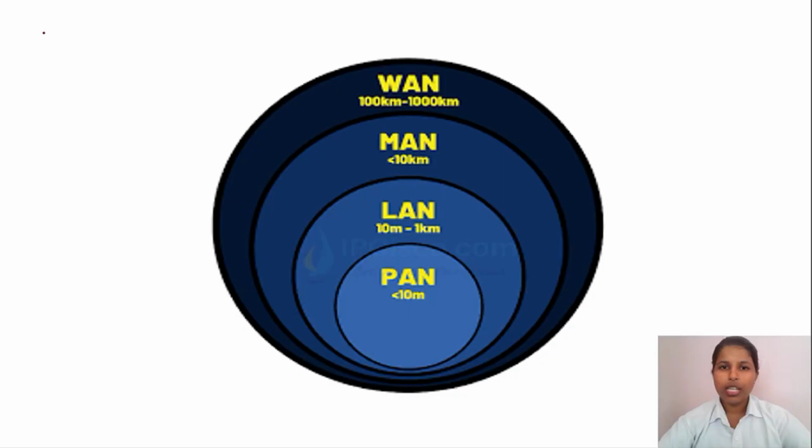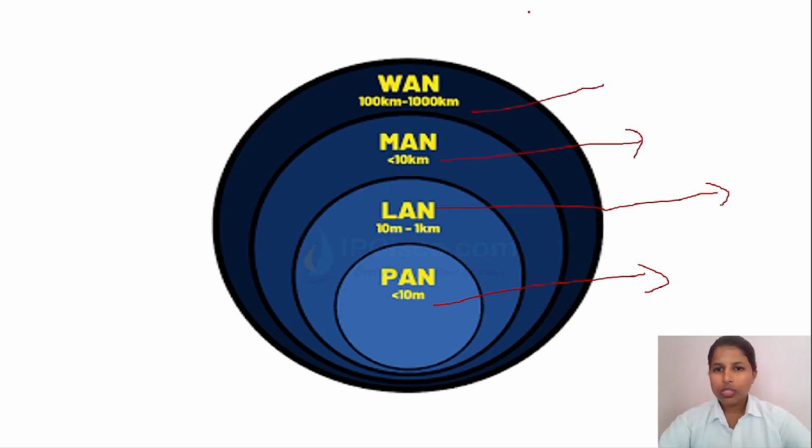I hope you understand. So this is a picture representation of LAN, WAN, MAN and PAN. The PAN is under 10 meters. The LAN is from 10 meters to 1 kilometer, and the MAN is from 10 kilometers or more, and the WAN is 100 kilometers or 1000 kilometers. So this is the picture representation of all four of them.